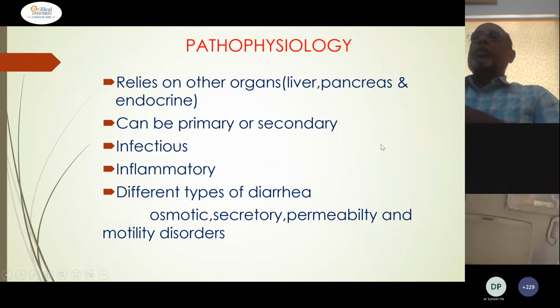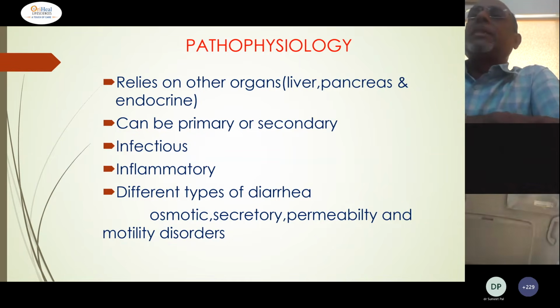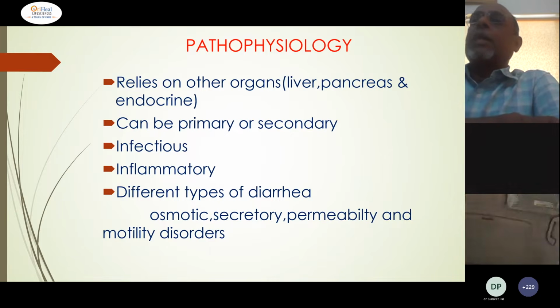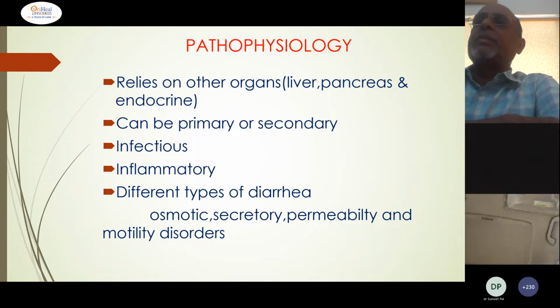Okay, now we'll go in for pathophysiology of small intestinal disease. The small intestine relies on other organs like the liver, pancreas, and endocrine system, because liver enzymes, pancreatic enzymes, and endocrine secretions control the small intestinal system to a very large extent. So it relies on other organs, and there can be a primary intestinal problem or a secondary intestinal problem. Most often we see infectious disease when we acquire small intestinal problems. Very many times we also see inflammatory diseases like IBD. And we always see different types of diarrhea.